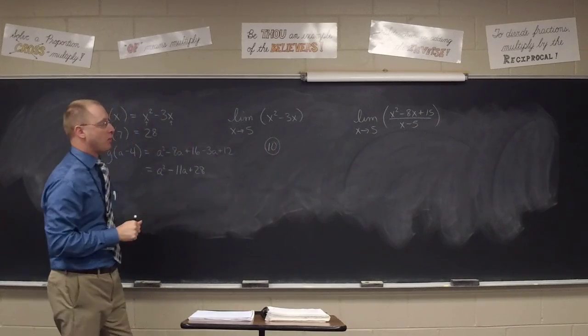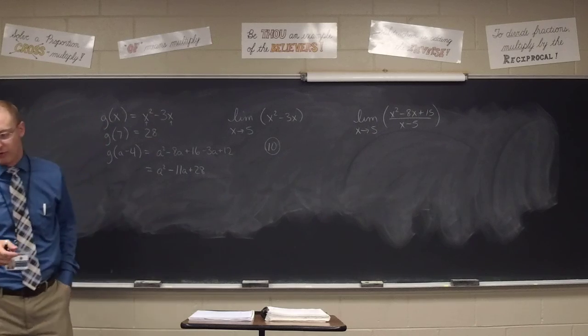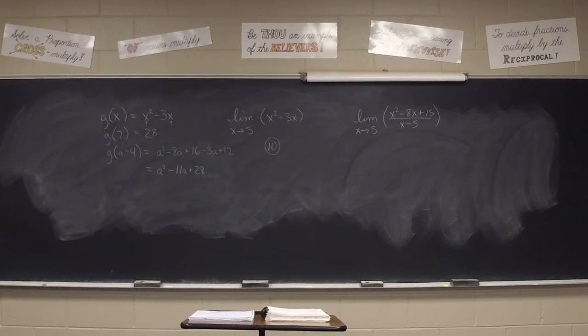On the next one, however, you can't just plug in the 5, Jamie. Why not? Because it's too complicated. Oh, it'll make a 0 in the denominator. Yeah, they give you a 0 denominator. Also, by the way, give you a 0 numerator. Give you a 0 over 0.